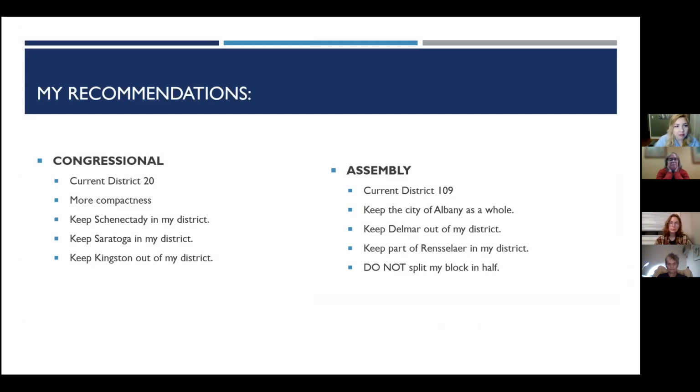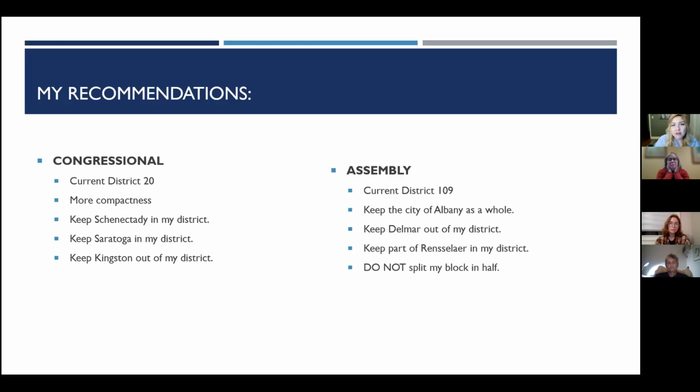That's part of the capital region. I want at least part of Saratoga in my district. Again, I feel like that's part of the capital region. And keep Kingston out of my district. No offense to them, but I just don't think it suits me or the people in Kingston to have us linked together. The assembly, my current district is 109. I want to keep the city as a whole. I don't want to separate the city.